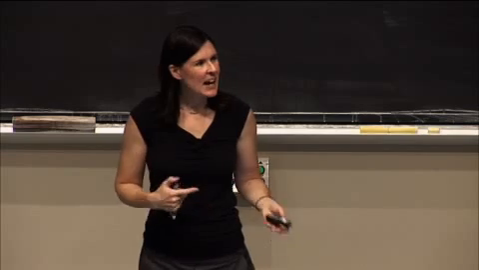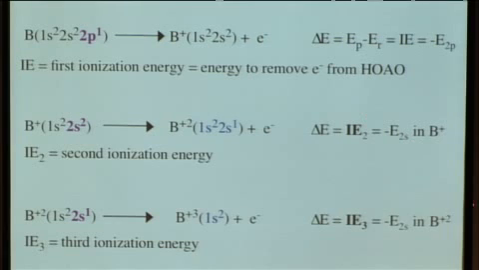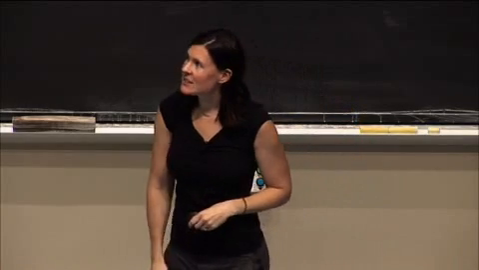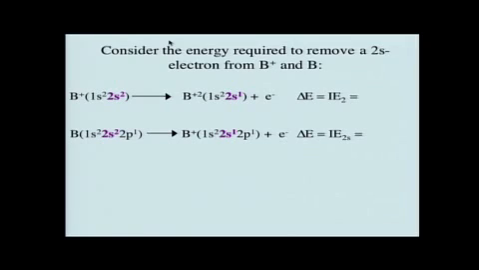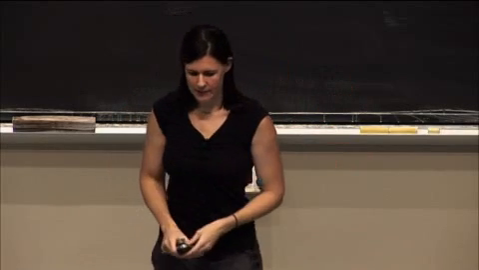So this raises an interesting question in terms of what the difference is between these two cases when we're actually talking about numbers of energy. Let's address this by considering another example which should clarify what the difference is between these ionization energies. So let's think about the energy required now to remove a 2s electron. Let's say we're removing it from B+ versus neutral boron.